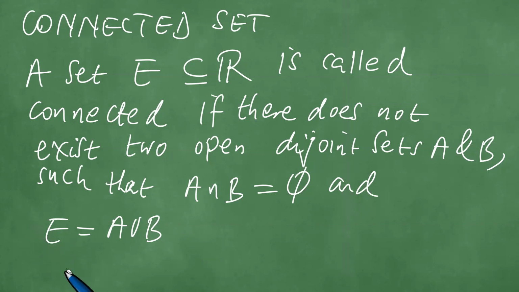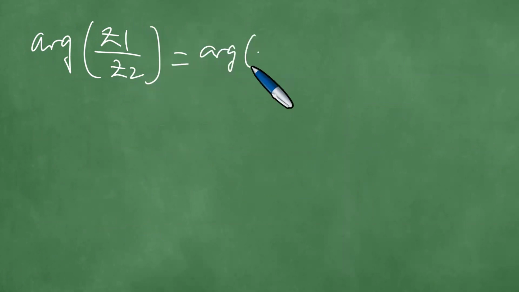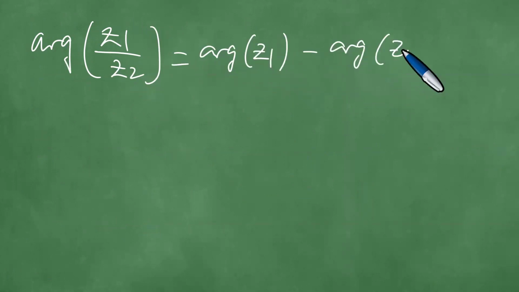Okay. The argument function. We note, therefore, that, for example, the argument of a complex number z1 divided by z2 is the same as the argument of z1 minus the argument of z2. If we divide two complex numbers, that is what we get there. All right, so we continue.